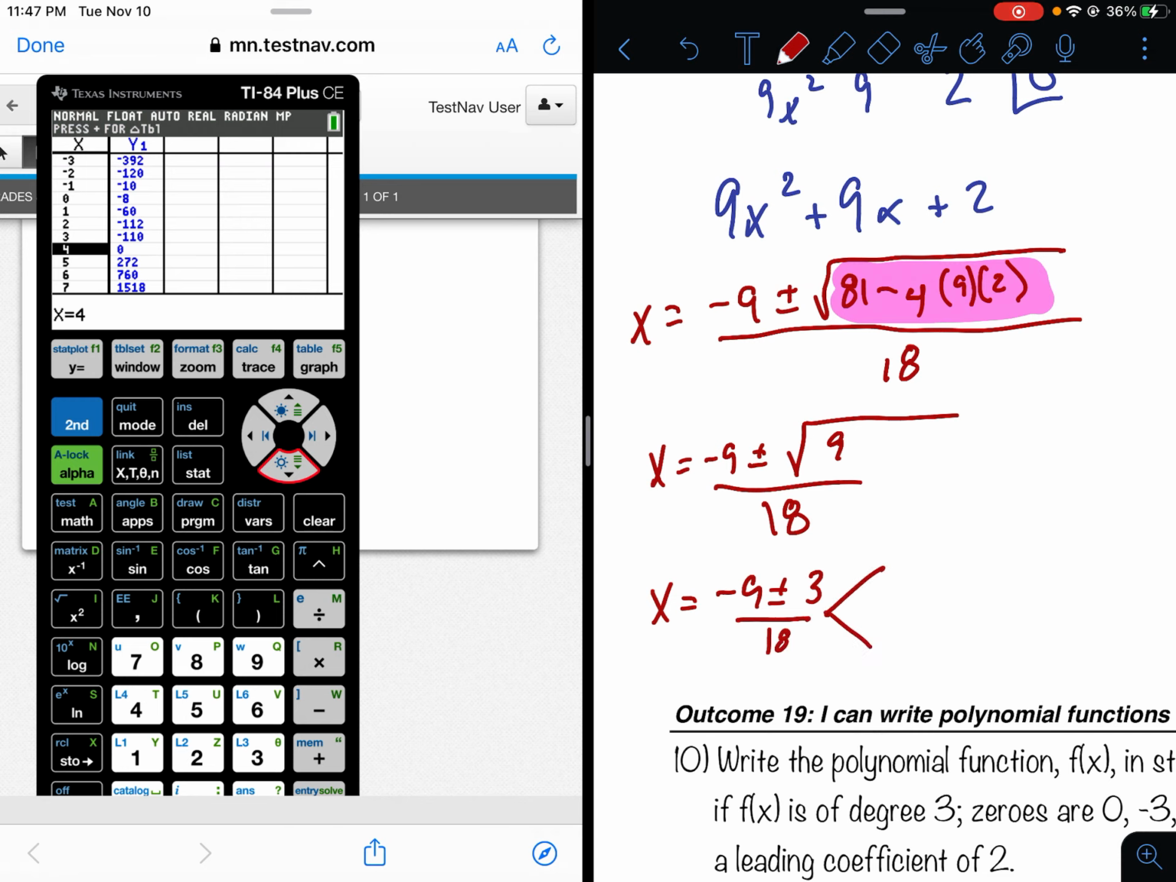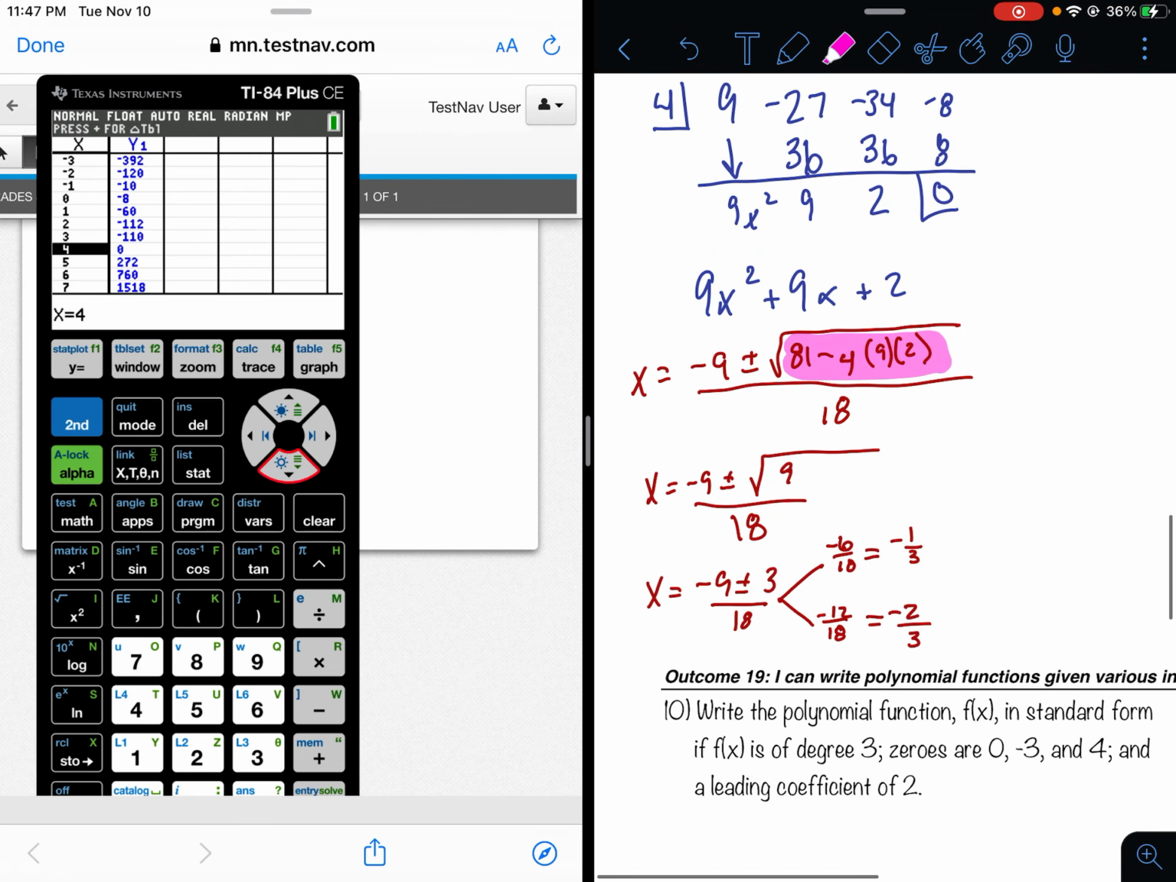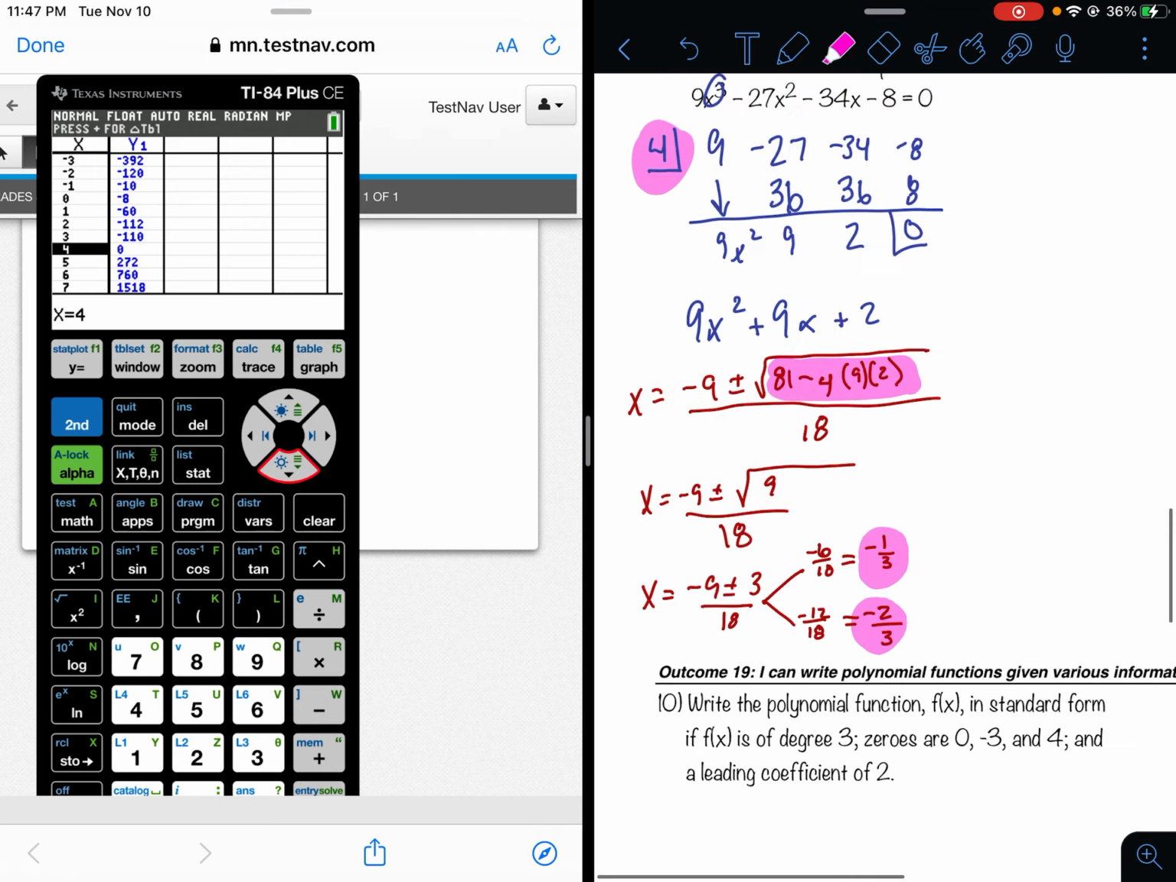And so we can find our 2 solutions here. Negative 9 plus 3 is negative 6 over 18, which is negative 1/3. And then negative 9 minus 3 is negative 12 over 18, which is negative 2/3. And so there you see I have all three solutions. I should have three solutions. I do. There's 4 up there. Negative 1/3 and negative 2/3 are my other two solutions, giving me a total of 3.